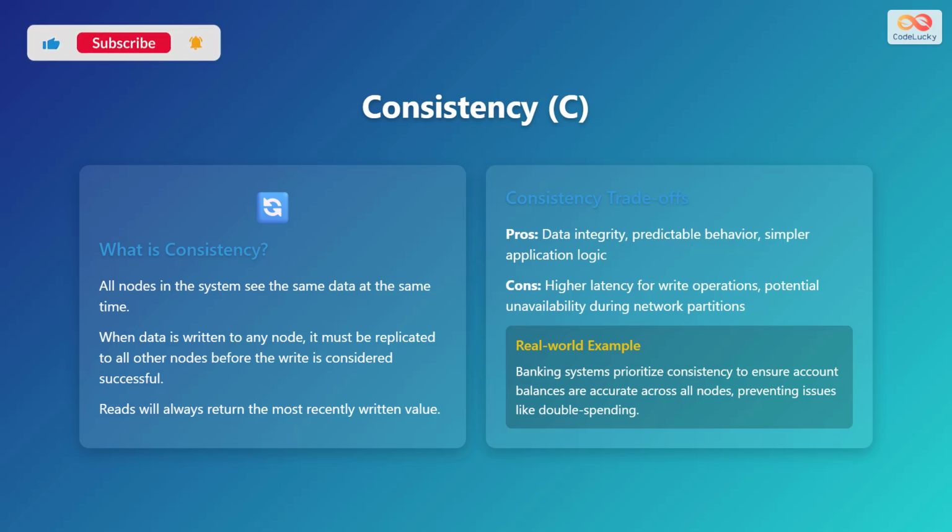The pros of consistency include data integrity, predictable behavior, and simpler application logic. However, the cons include higher latency for write operations and potential unavailability during network partitions. For a real-world example, banking systems prioritize consistency to ensure account balances are accurate across all nodes, preventing issues like double spending.